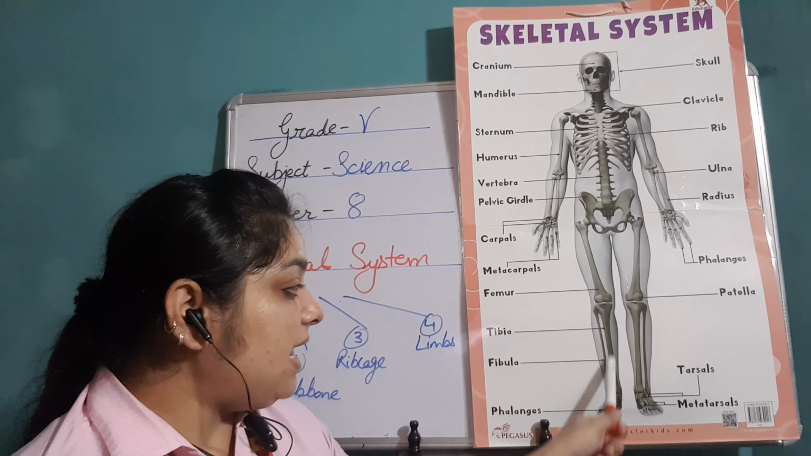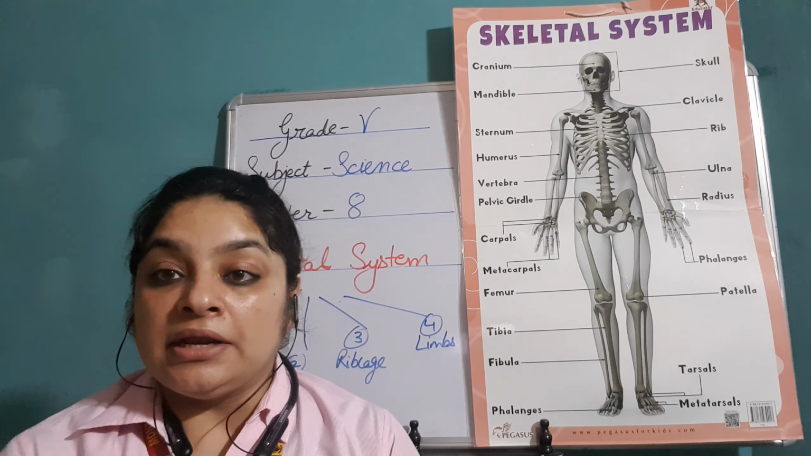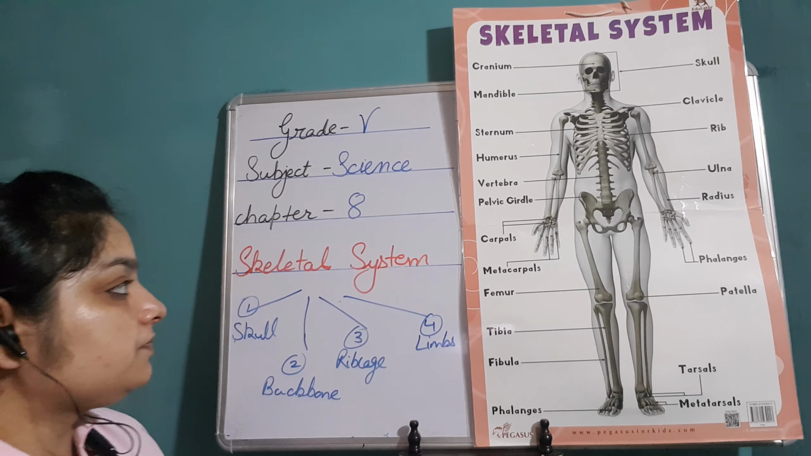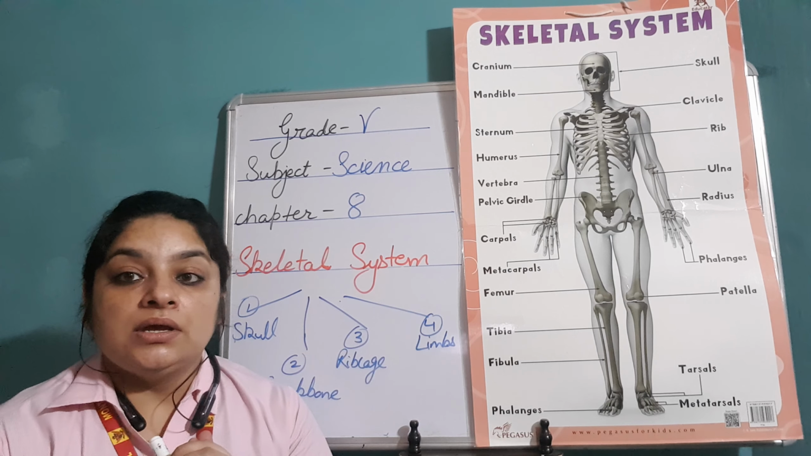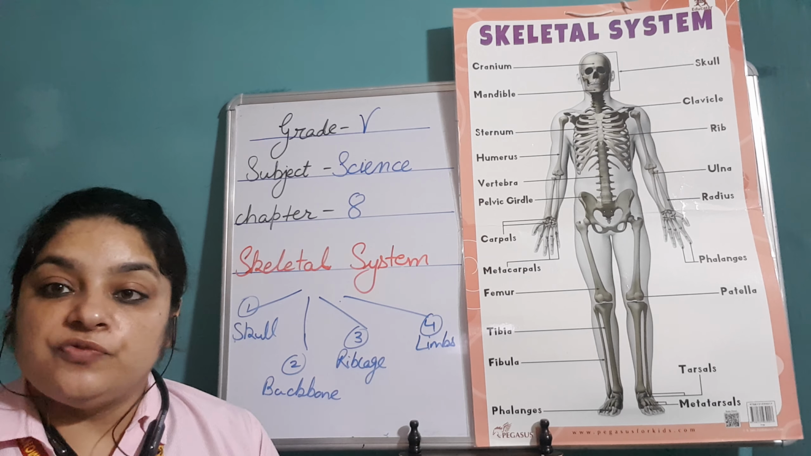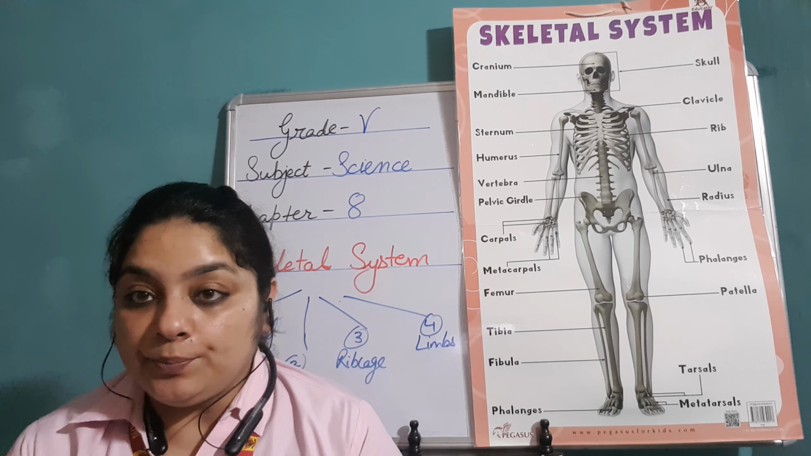Because my legs bear the weight of the body and help us in movement, in running, in walking. These are the functions of our limbs. Now, next we will ask what are the different functions of the skeletal system. First of all, the skeletal system gives support and shape to the body.